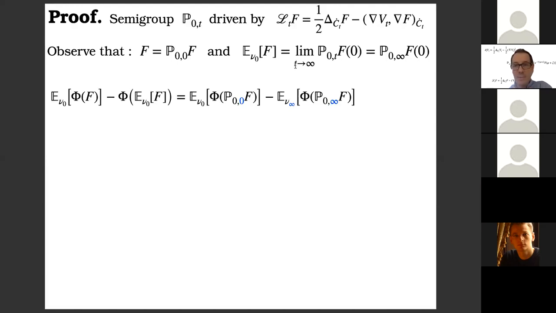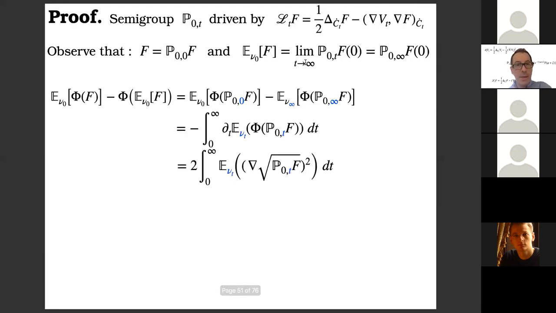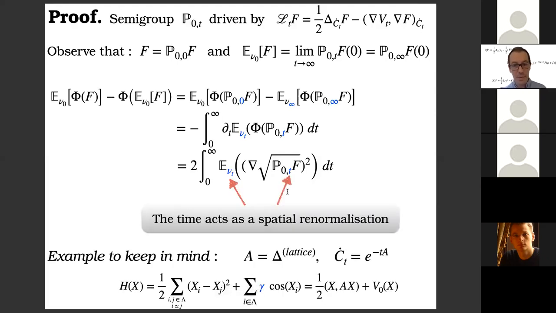So over there, the time t should now be understood as a scale, a time which quantifies on which scale the renormalization is. The proof is essentially of the same nature. It turns out that this analogy with the Glauber or the Langevin dynamics holds very well. And when one takes the derivative of this quantity, so namely now the measure is evolving and the semigroup is also evolving, we take this joint derivative, we end up with a Fisher information which now depends on the renormalized measure at time t, and on the semigroup at time t. And so again, let me stress that the time acts really as a spatial renormalization.